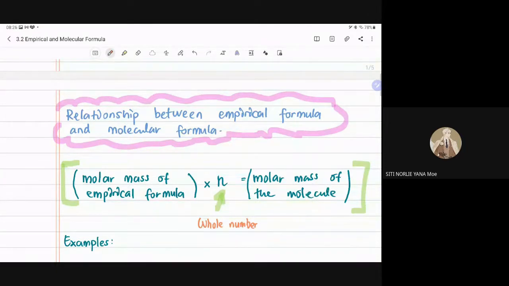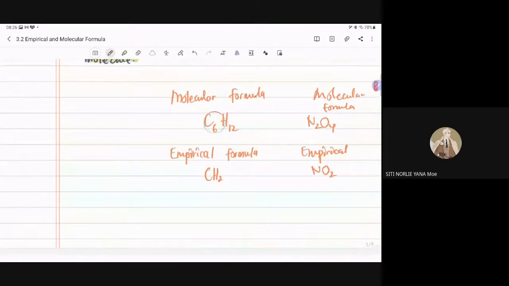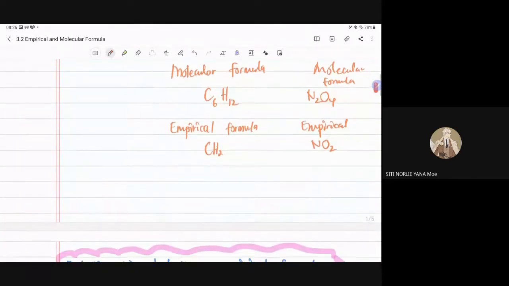So apa yang maksudnya di sini, kalau kita tengok balik contoh di atas, contoh kita ambil yang C6H12 ni. What it says here is that, kalau kita kira molar mass dia, molar mass of this, Mr of empirical formula.